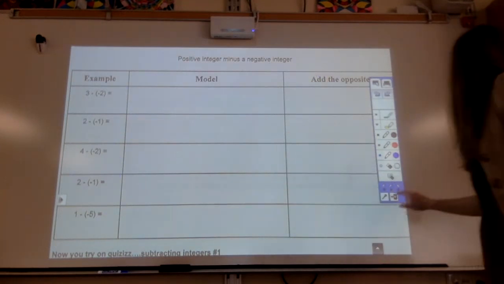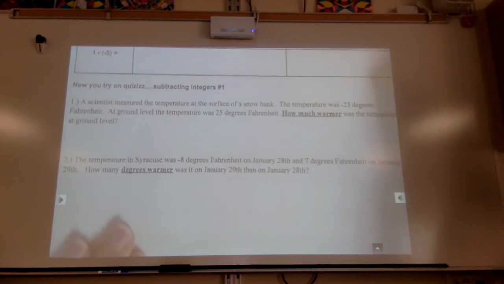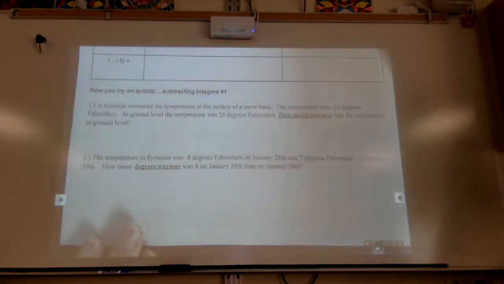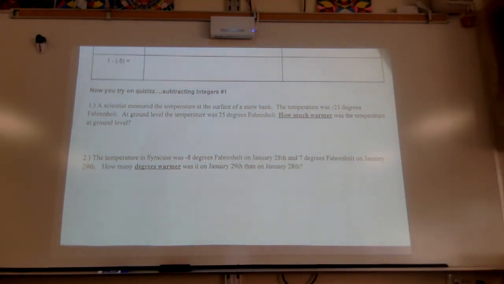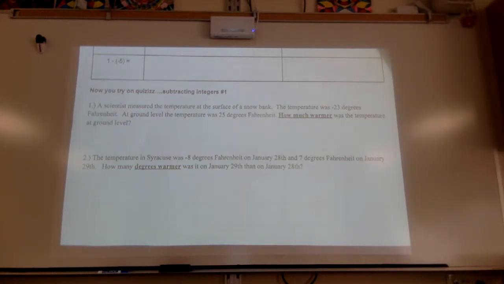All right, so let's take a look at these word problems. So number 1 and 2. I'm going to zoom it out a little so you can see them all. There we go. Okay, so we've got a scientist measured the temperature at the surface of a snowbank, and it says the temperature was negative 23 degrees Fahrenheit. I'm so glad we don't have snow right now. At ground level, the temperature was 25 degrees Fahrenheit. How much warmer was the temperature at ground level?